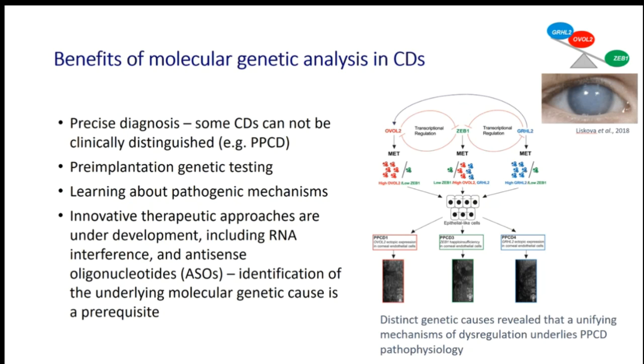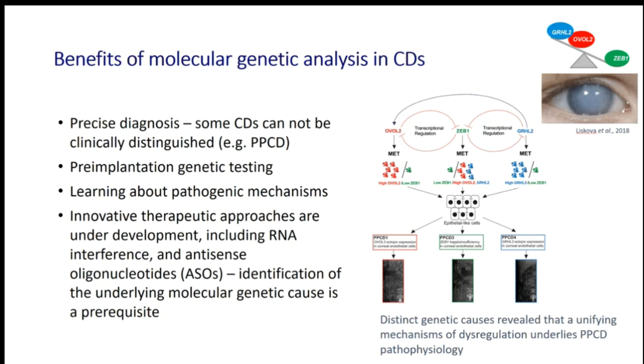So why should we perform molecular genetic analysis in corneal dystrophies? First of all, because it should be our aim as clinicians to provide the patients with a precise diagnosis. In monogenic conditions in general, but it's always a discussion with clinical geneticists and other people involved in the process, one can offer to the affected families pre-implantation genetic testing.